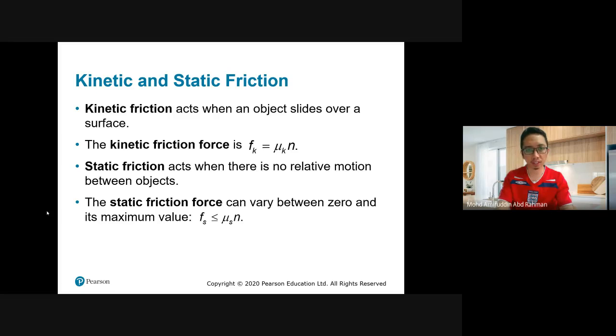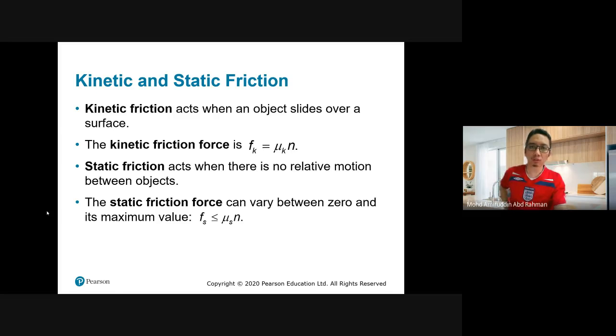The static friction acts when there is no relative motion between objects. When there is no motion, you call that static friction. The static friction force can vary between 0 and the maximum value. The maximum value is mu s n, where Fs is for static friction. So it will be between 0 and the maximum of mu s n.